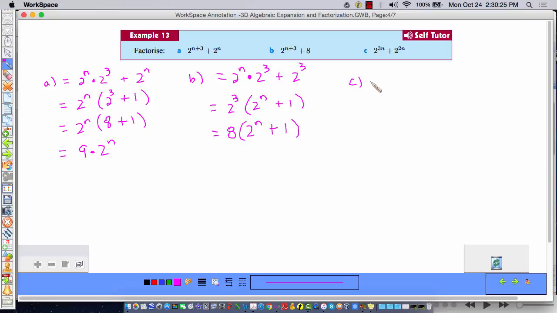And then finally here, I have 2 to the 2n in common. So I can write this as 2 to the n plus 1, because 2 to the 2n times 2 to the n, you would add 2n plus n to get the 3n. And then 2 to the 2n times 1 obviously is going to give us 2 to the 2n.